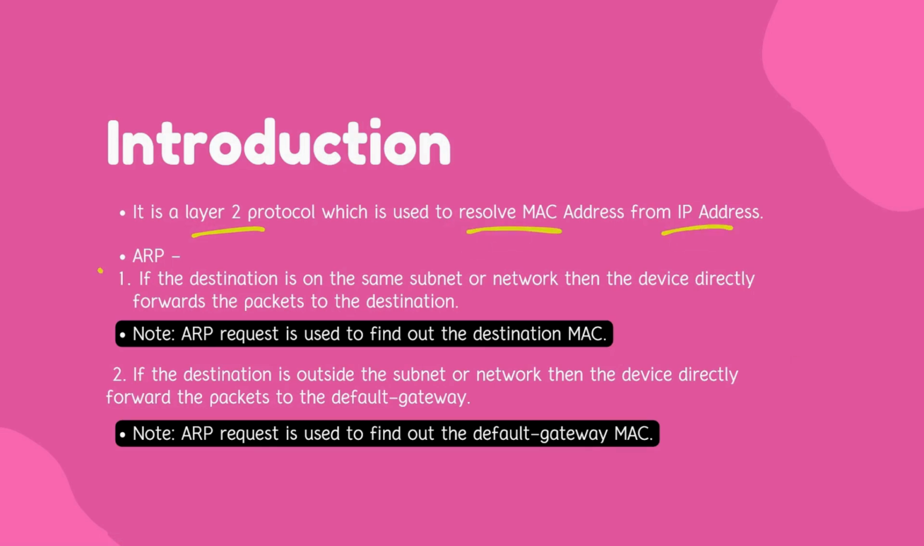So, how ARP works: if the destination is on the same subnet or network, then the device directly forwards the packet to the destination. An ARP request is used to find the destination MAC address. And second, if the destination is outside the subnet or network, then the device forwards the packet to the default gateway. Again, an ARP request is used to find out the MAC address of that default gateway. So ARP is basically a translator between an IP address and a MAC address.